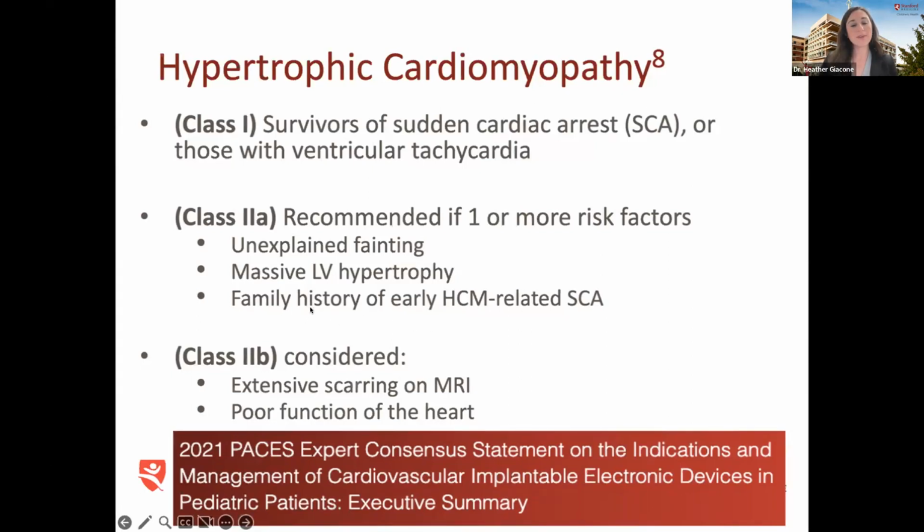And this is a little debated, but a family history of early hypertrophic cardiomyopathy related deaths has been known to be a risk factor. It's a little less so now as we're uncovering different genes. So some genes that are inherited or passed down within the families may have a stronger association than others. And then we always have to consider other things with the heart. So consideration of an ICD if you have extensive scarring on your heart by MRI, or poor function of the heart, are also indications that we should start to identify these risk factors, have these conversations, and potentially recommend an ICD.